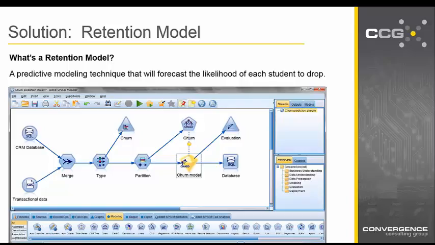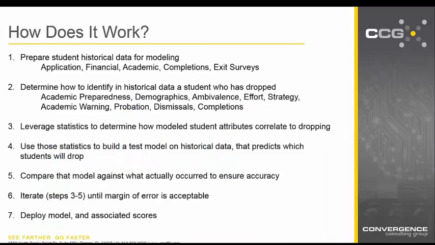So this is an example of how we build that retention model once we have those data, once we've built that understanding, and we can start bringing those elements in and looking at what possible, and I say possible, correlations there are between certain behaviors and elements and a student's ability to succeed. So how does it work? Before we can get to the step where we're doing data mining and building analytical models, we have to prepare that student historical data for modeling. It falls into some general categories, though there are more: application, financial, academic, completions, exit surveys.